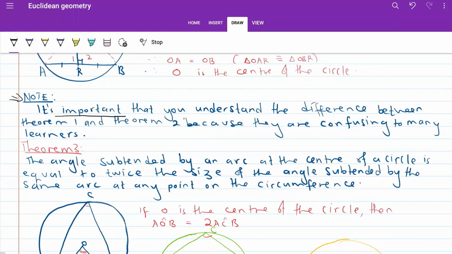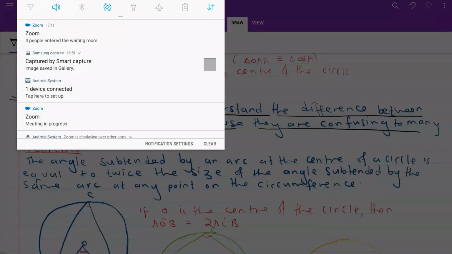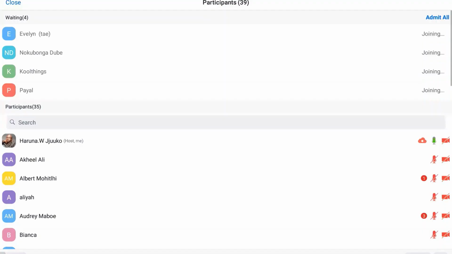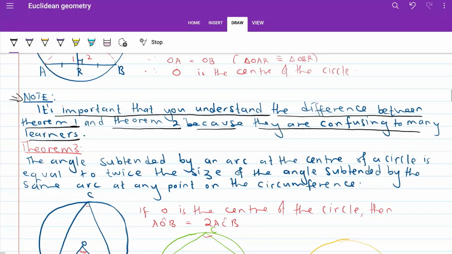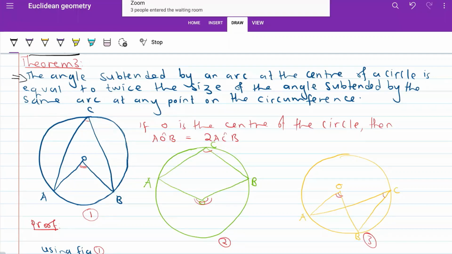There's an important note here for everyone. It is important that you understand the difference between theorem one and theorem two because they are confusing to many learners. So you need to pay attention between theorem one and theorem two. Well, they are somehow related. Then we go to theorem number three, which is the favorite to many candidates.